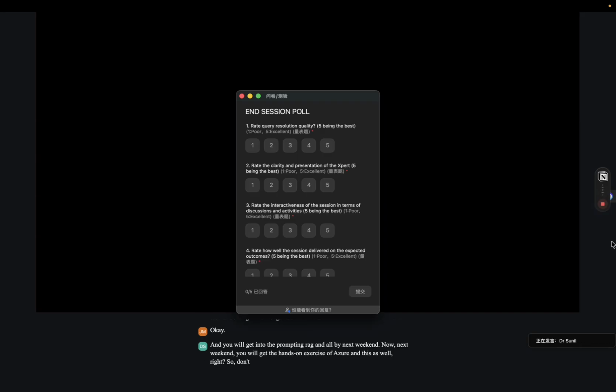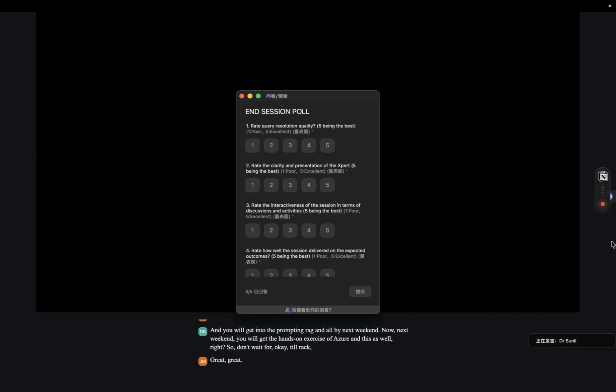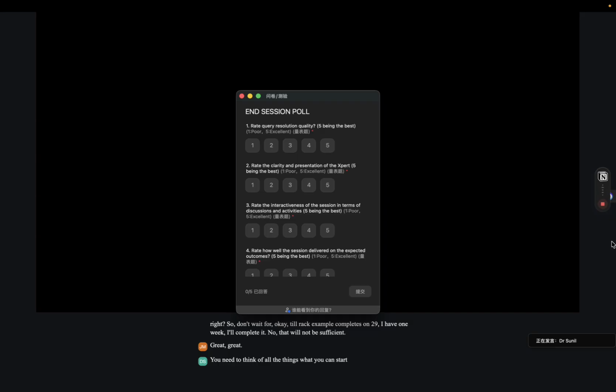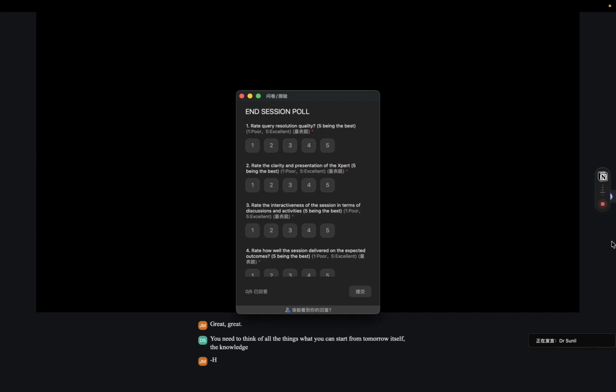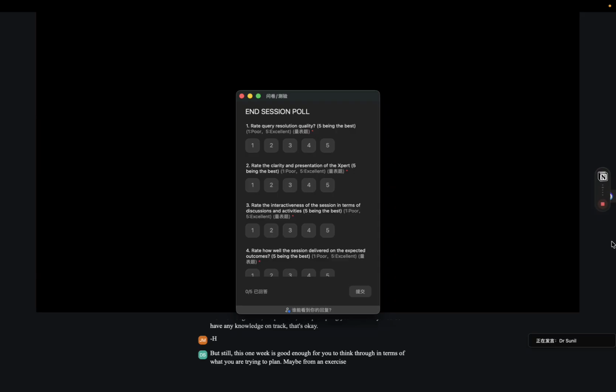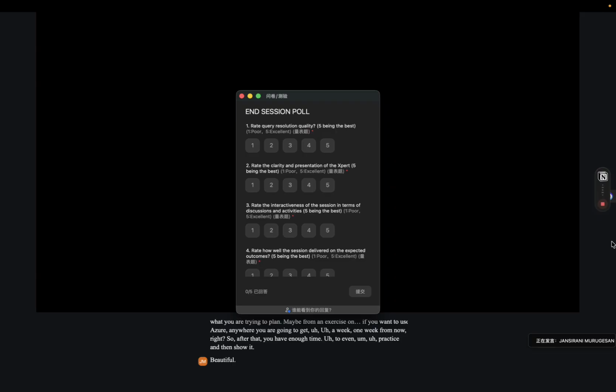Great. So don't wait, thinking, okay, till the RAG example completes on the 29th, I have 1 week, I'll complete it. No, that will not be sufficient. You need to think of all the things you can start from tomorrow itself: the knowledge base, the problem, then the prompting you want to try. If you don't have any knowledge of RAG, that's okay. But still this 1 week is good enough for you to think through what you are trying to plan. If you want to use Azure, you are going to get the exercise 1 week from now, so after that you have enough time to practice and then show it. Thank you, Professor.